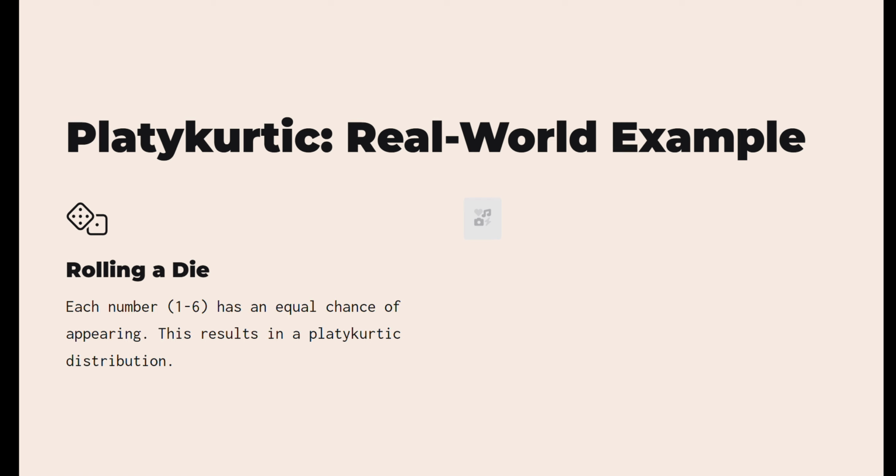A platykurtic real world example can be rolling a die. Each number from 1 to 6 has equal chances of appearing. That is, the results of the platykurtic are equally distributed.